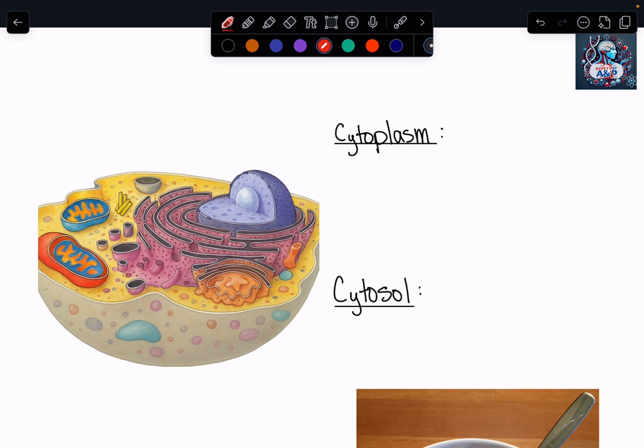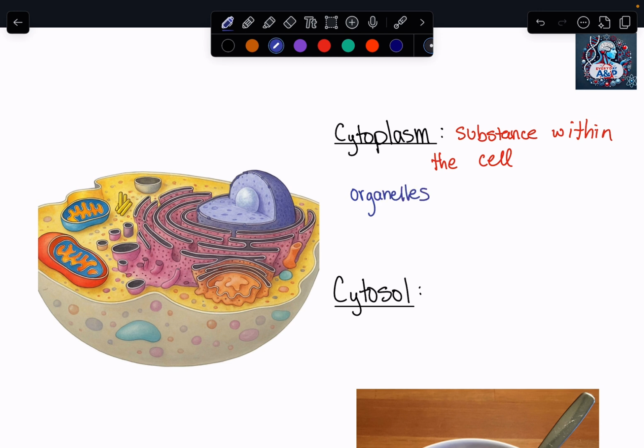So when we begin, let's start with the cytoplasm, right? So what is the cytoplasm? We often hear this when it comes to cell anatomy, right? The cytoplasm is going to be any substance, or all substances, within the cell. So a good way to really remember this would just be if we can say organelles.